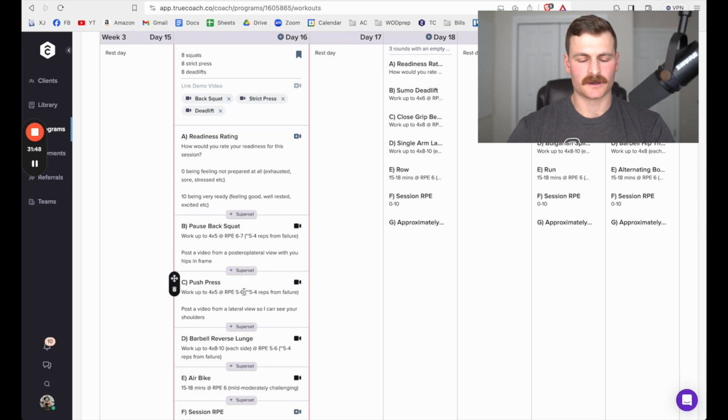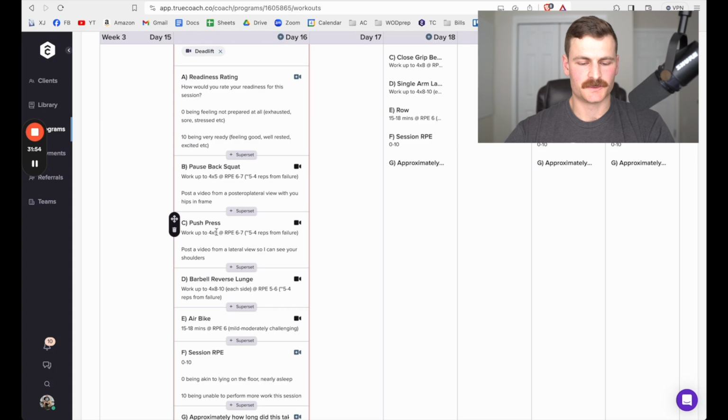So now that we're a couple weeks in, we're on week 3, let's go ahead and take the intensity up, and we'll take the volume down again. Now the push press and the back squat, we're going to go to 4 sets of 5 at an RPE 6 to 7. I'm going to take these cues out because he probably doesn't need them anymore.